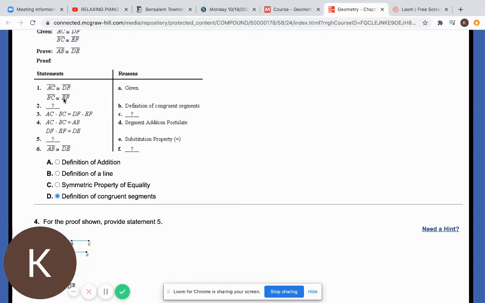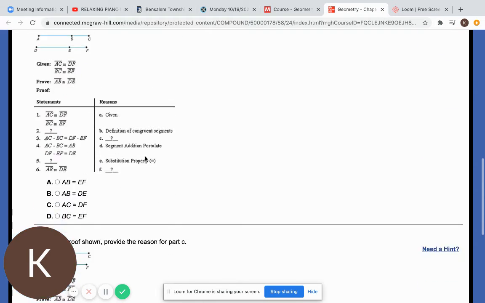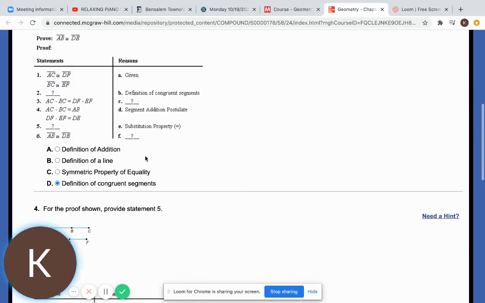Because as you can see here, the first thing we did was we moved these congruent segments into equal signs. Okay, and that's the definition of congruent segments. So we made it AC equals DF and BC equals EF. So it's actually going to be number 2 would be AC equals DF, BC equals EF. Let's see, did they ask us for number 2? No. Okay, so I don't care that much about number 2. They do ask us about C.